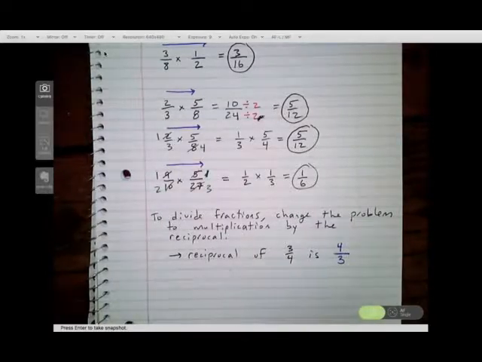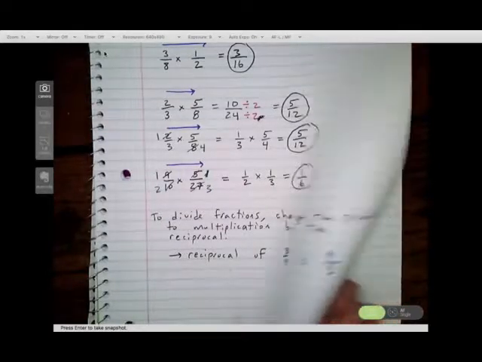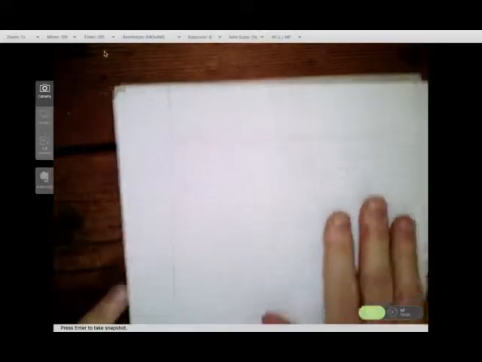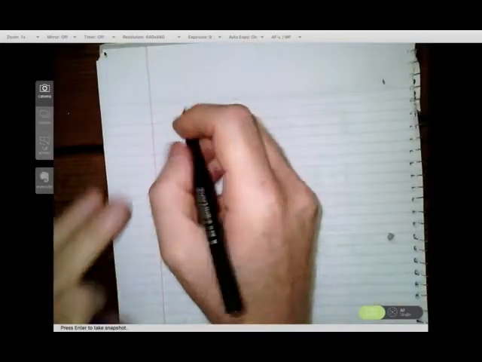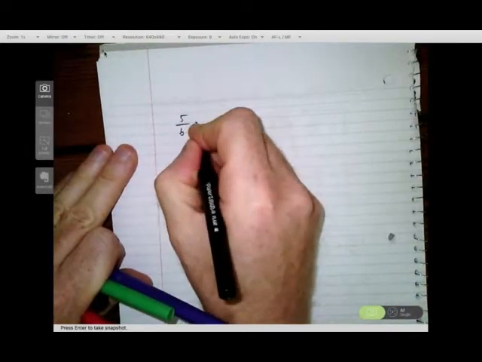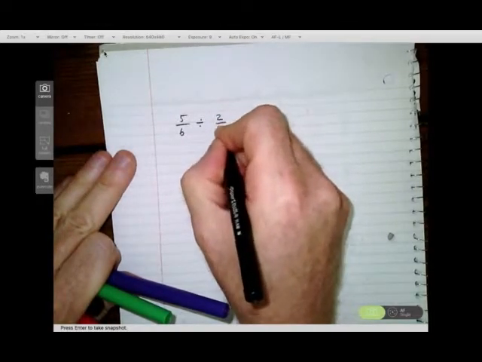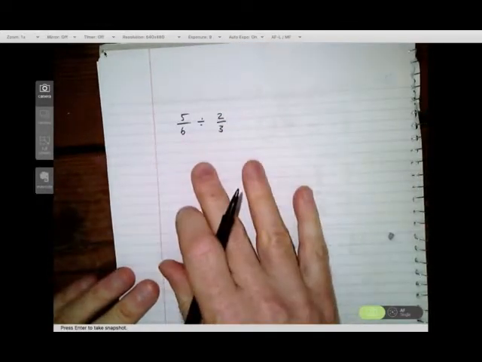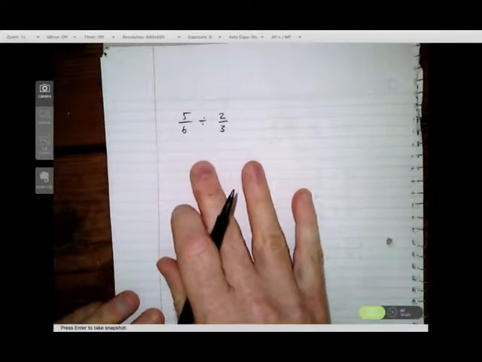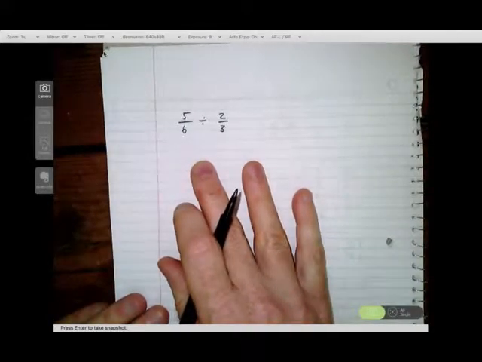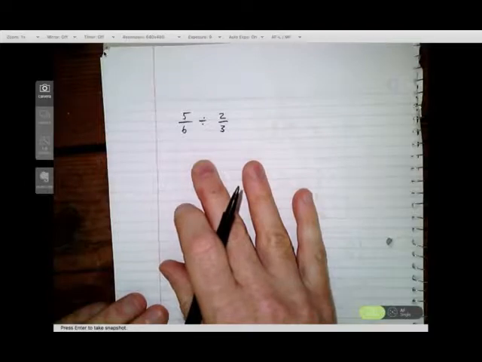Okay, so let's look at a few here. I'm going to turn the page. Okay, so we'll just do a couple of them. What is 5/6 divided by 2/3? Okay, do not do any canceling in the beginning. If you want to do cross-canceling, we'll do that after we've changed it to a multiplication problem.